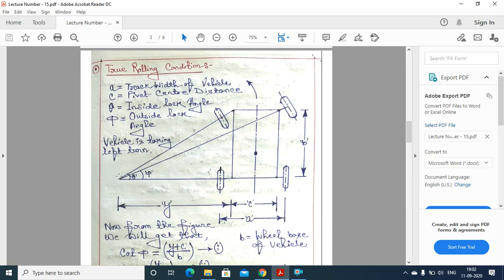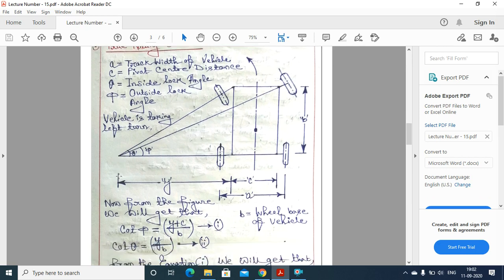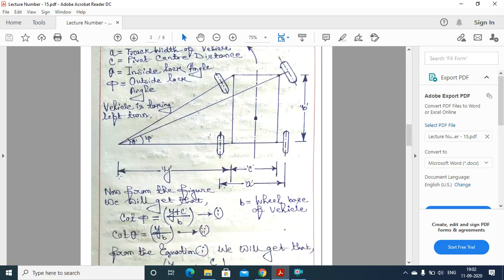Pivot center distance is the distance between the steering pivot centers of the two front wheels which are placed on the same axle. It is the distance between the centers of the pivots of the steering system mounted on the same axle. And theta is the inside lock angle.